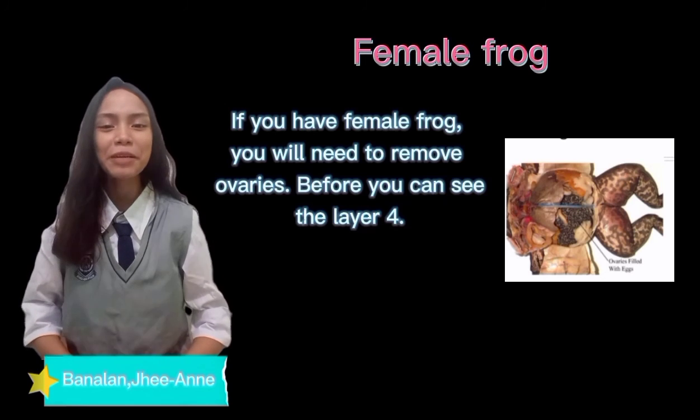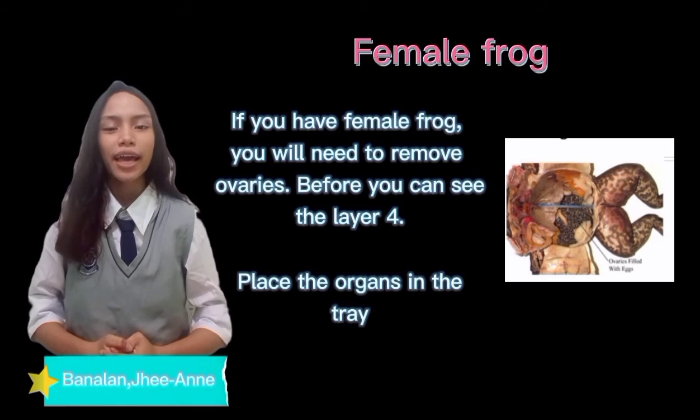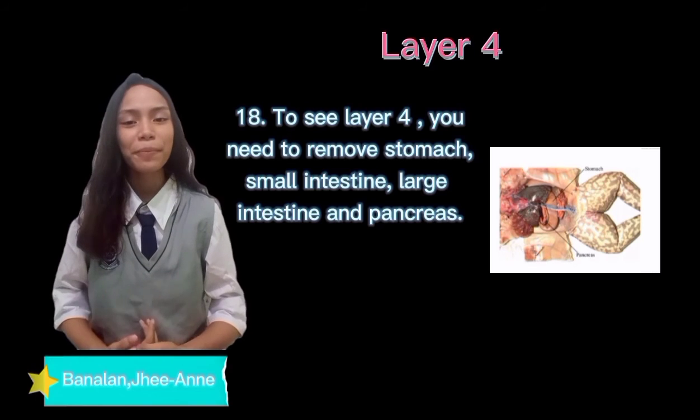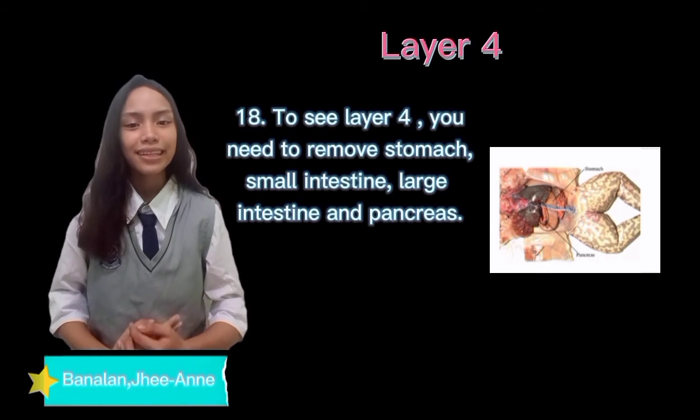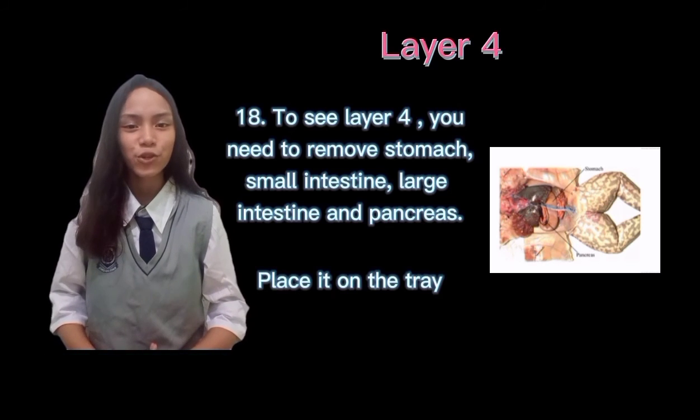So now, let's move on to the female frog. If you have a female frog, you need to remove the ovaries before you can see layer 4 and place the organs in the tray. And before you can see layer 4, you need to remove the stomach, small intestine, large intestine, and pancreas and place them on the tray.